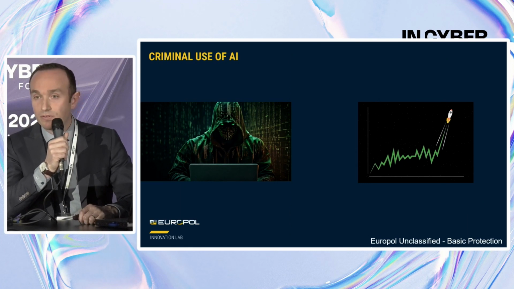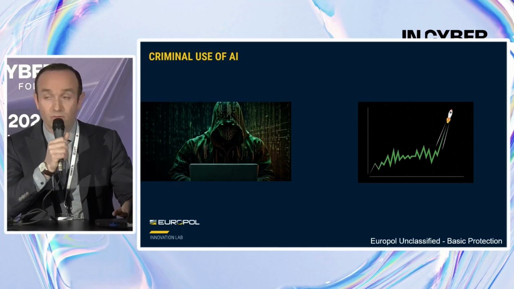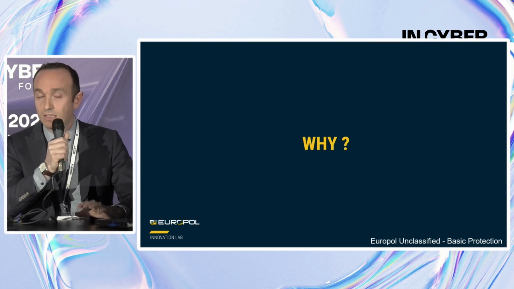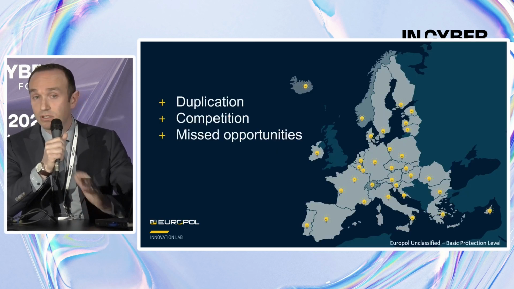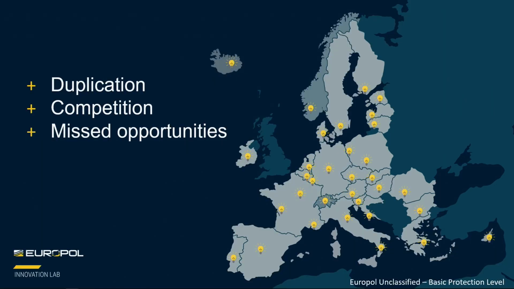So criminal use of AI, you see that it's really skyrocketing, and that's really related to how AI is evolving at the moment. We are going to speak about the why, but before we do, I just want to quickly give you an idea of what we are doing at Europol. I don't want to spend too much time on it, but I'm quite sure most people here think that Europol and Interpol are the same thing.